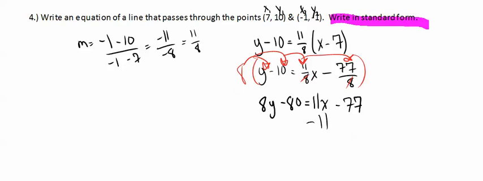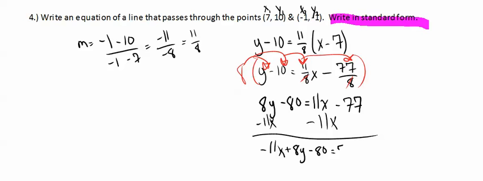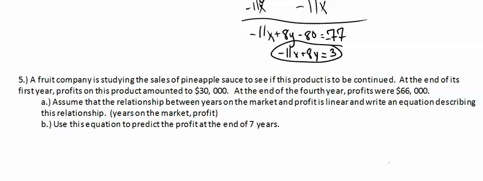We will bring 11x to the other side. Then finally the 80. And we get negative 11x plus 8y equals 3. That would be the standard form of our equation. All right, the last question, number 5. Take a minute, pause the video, read over the question, and see if you can get a head start on letter A.